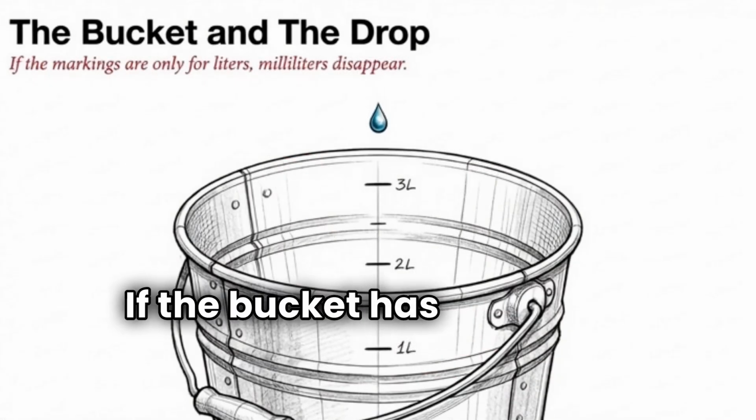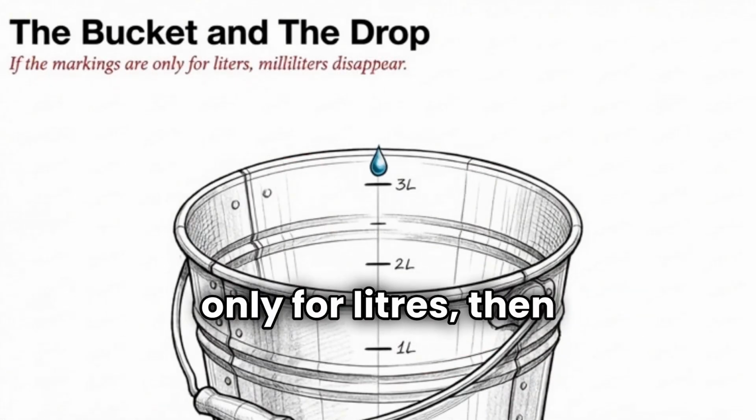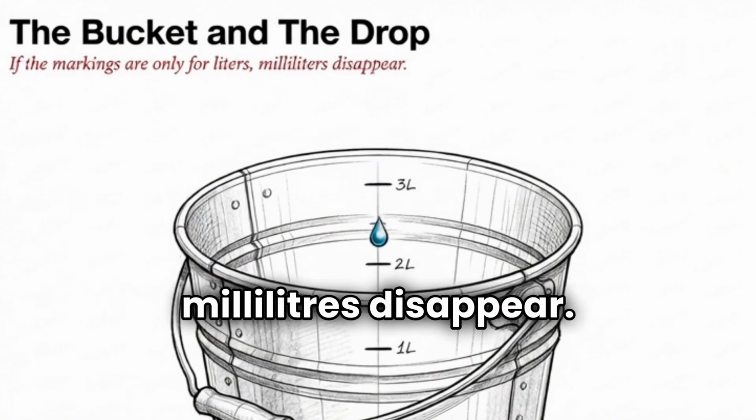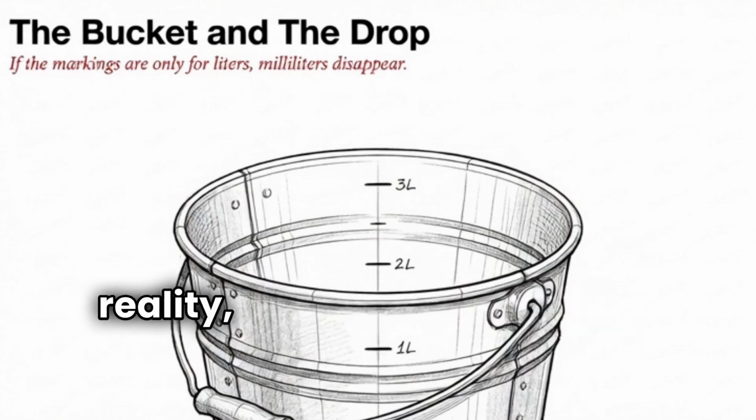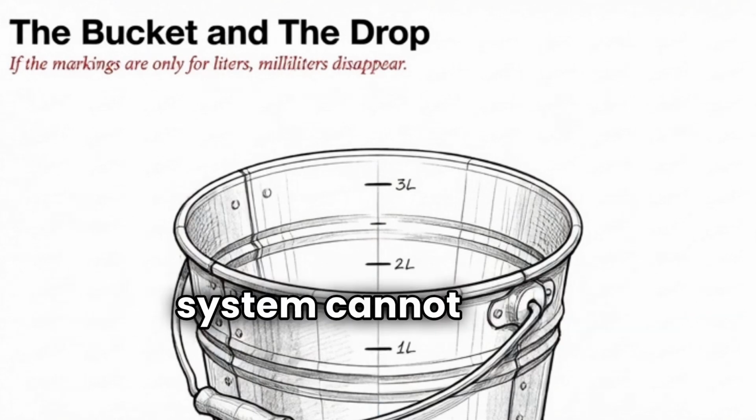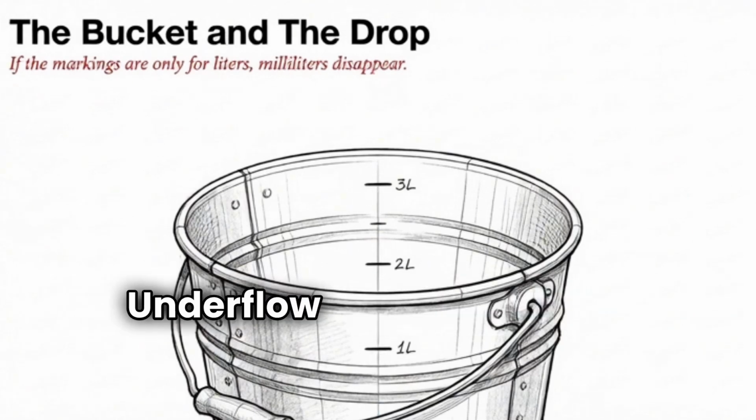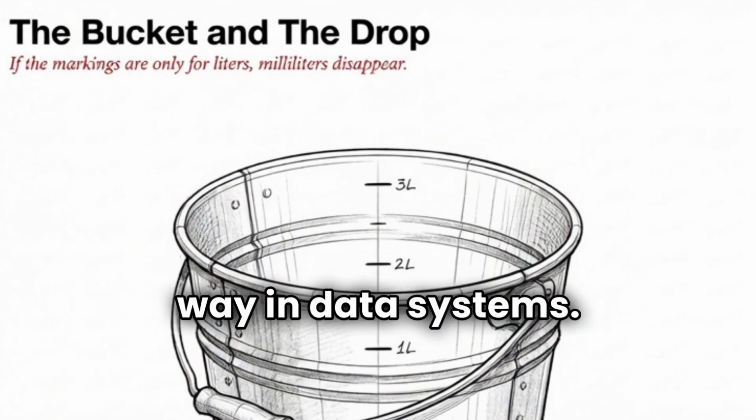A useful metaphor for underflow is measuring drops of water with a bucket. If the bucket has markings only for litres, then millilitres disappear. The water is still there in reality, but the measurement system cannot see it. Underflow works the same way in data systems.